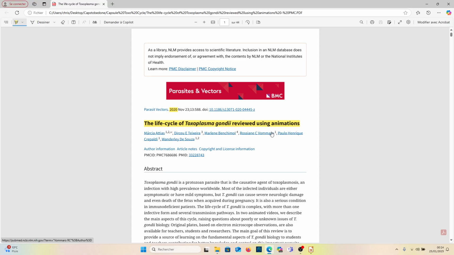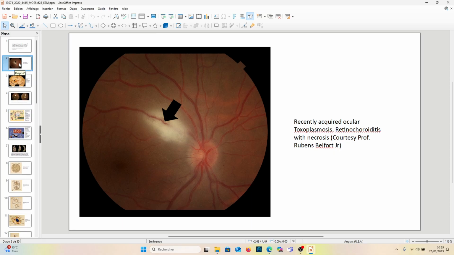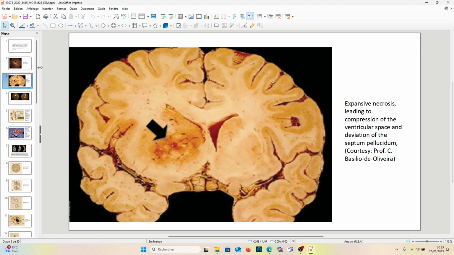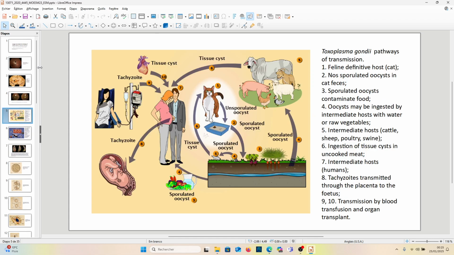Cette capsule va s'intéresser à Toxoplasma Gondii, ce protozoaire bien connu. Et pour une fois, je ne vais pas beaucoup intervenir, parce que les auteurs de cette étude du Brésil, dont voici les noms, ont gentiment fourni à la fin un ensemble de slides. Donc je vous les passe assez rapidement, sans vraiment les commenter.